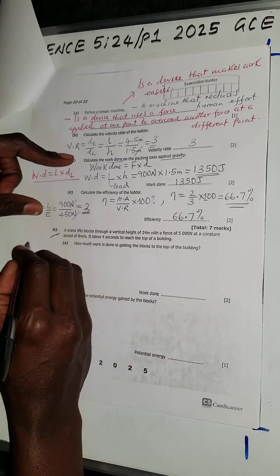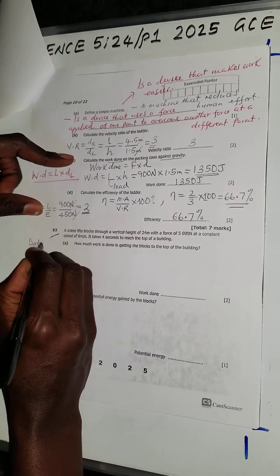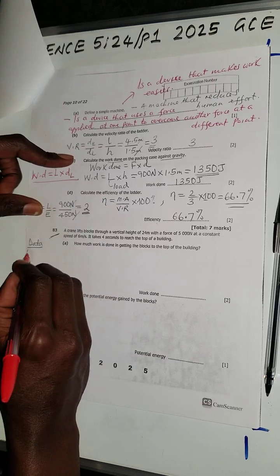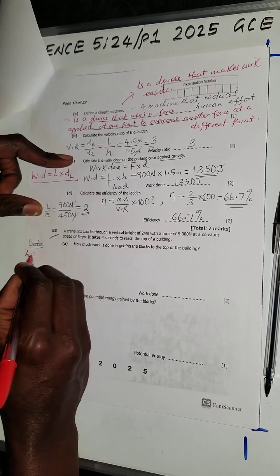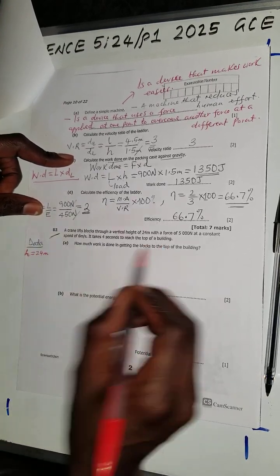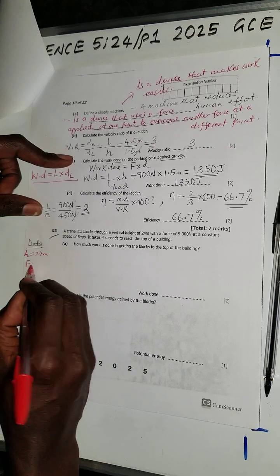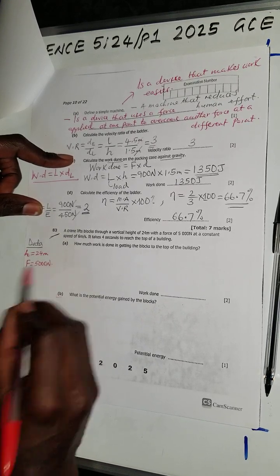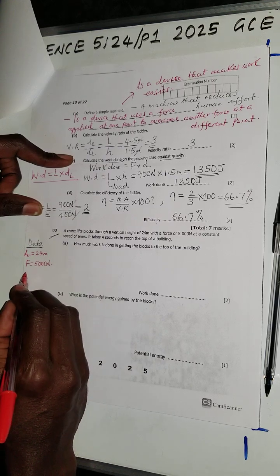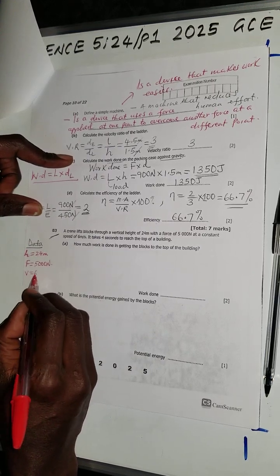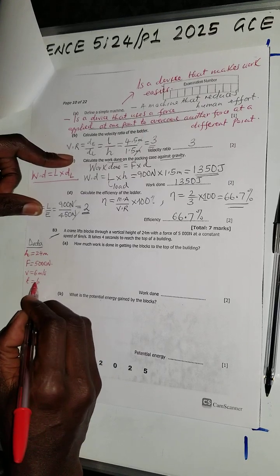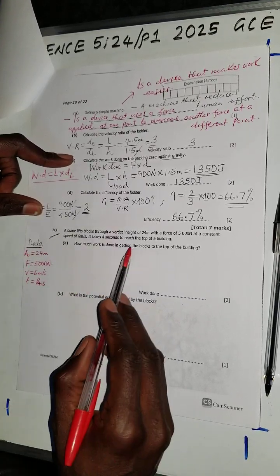So if you look at the data, some of the information that we have actually been given there, let me use a red marker. So the vertical height, in this case h, is equal to 24 meters. Then the constant force is 5,000 newtons. So this is a constant force, of course, at a speed of 6 meters per second. And what time does it take? It actually takes 4 seconds to reach the top.